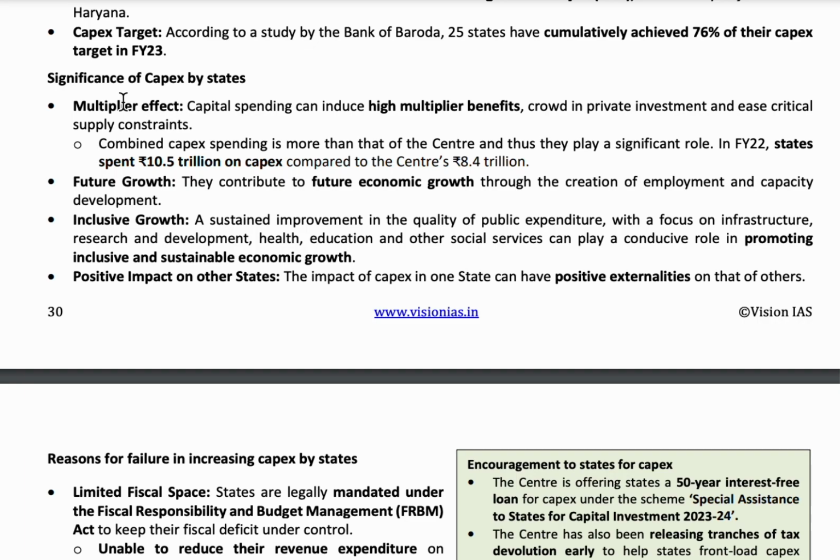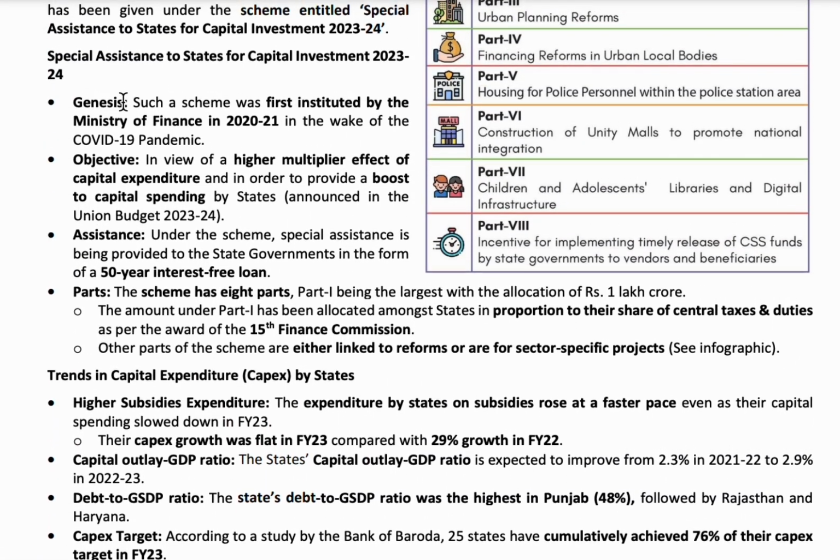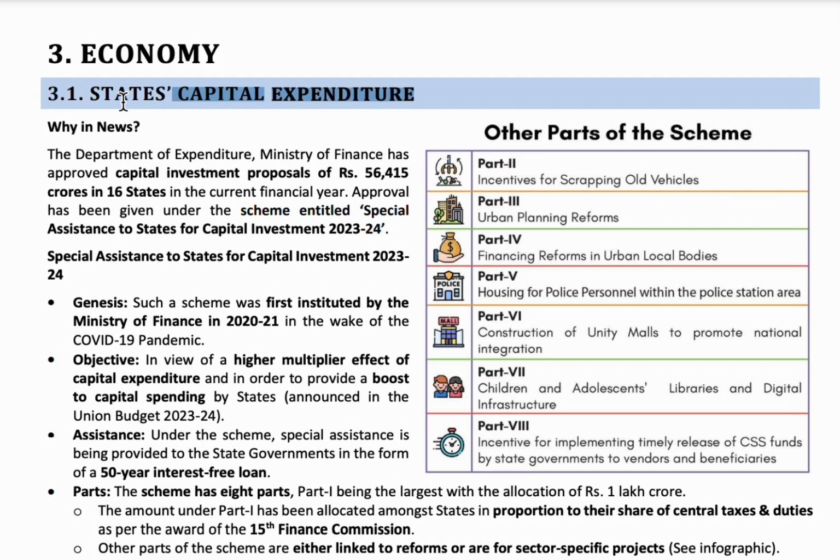This topic was in the news because in the month of June, the Department of Expenditure under the Ministry of Finance approved capital expenditure proposals of 56,415 crores in 16 states. Under the scheme of Special Assistance to States for Capital Investment 2023-24, the financial approval of 56,415 crores has been given to the 16 states to invest as capital investment.